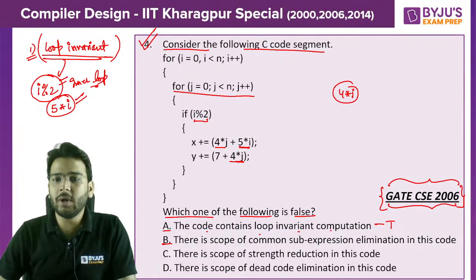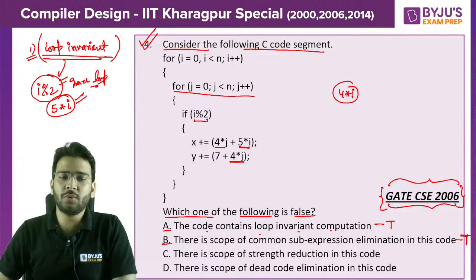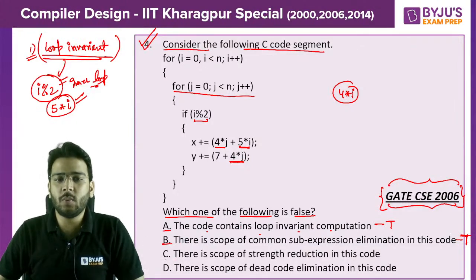Is it clear, everyone? So that is why there is a scope of common sub-expression elimination. Instead of writing 4 into j again, we can use its value directly. Yes or no? So that means this is also true. What about option C here?